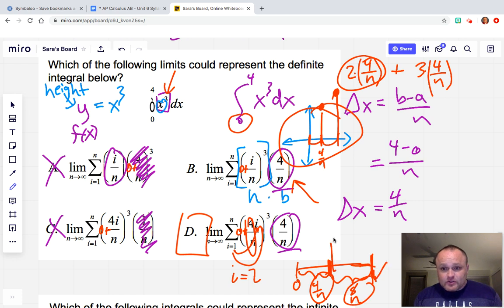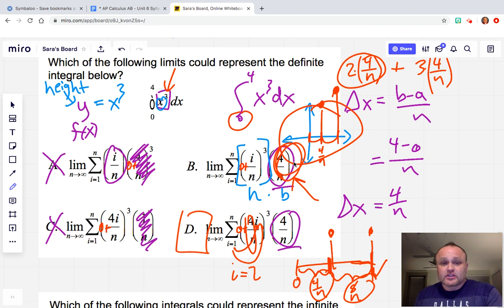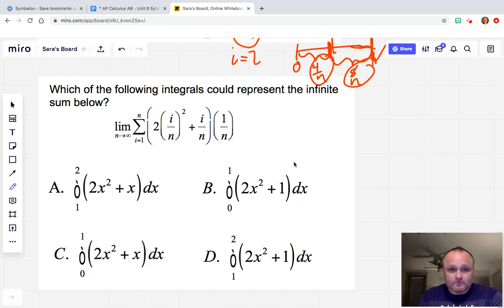So that one would give you something cubed, which gives you a point. Something cubed gives you the other point, okay? If you did that over here, you wouldn't get that. You would get 1 over n for the first jump, and 2 over n for the second jump. And that doesn't make sense because you're jumping by 4 over n each time to get the next y value. So that's why D would be the answer for that one.